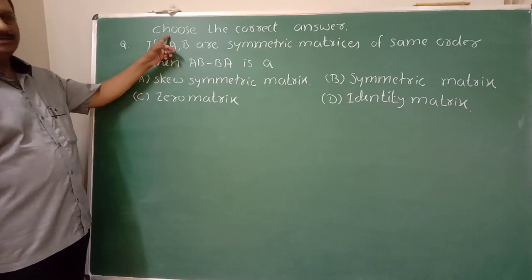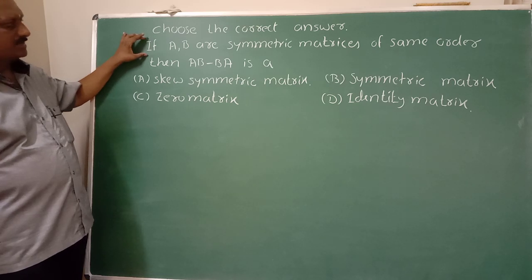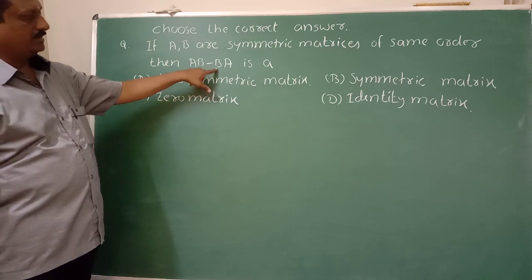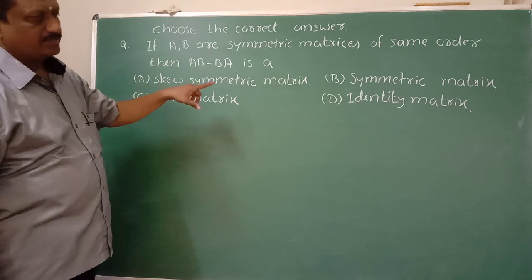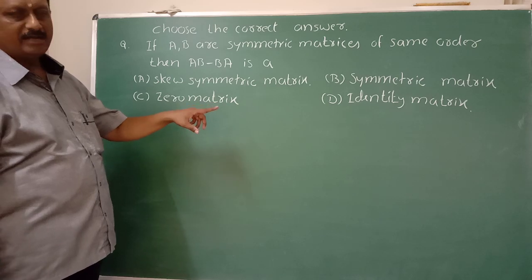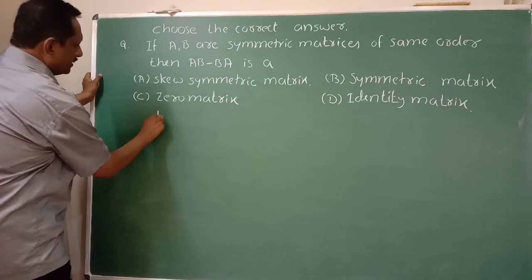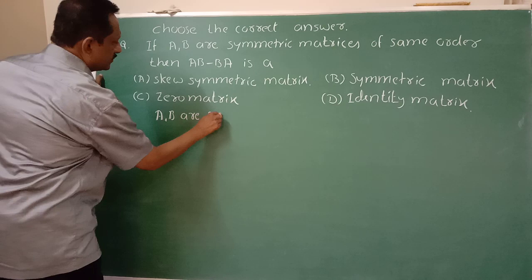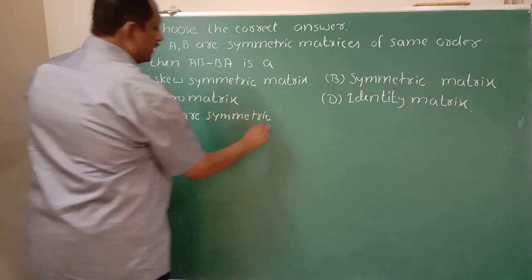Here choose the correct answer. If A and B are symmetric matrices of the same order, then AB minus BA is: first option, a skew symmetric matrix; second option, symmetric matrix; third option, zero matrix; fourth option, identity matrix. Here they given A and B are symmetric matrices.